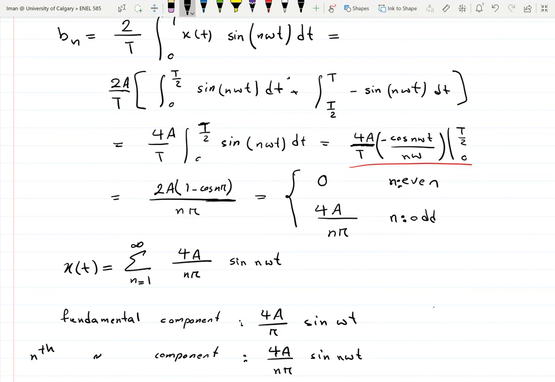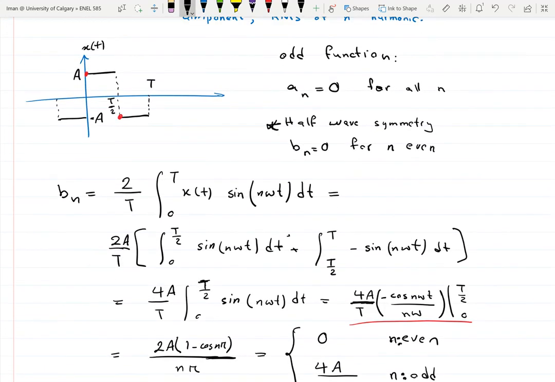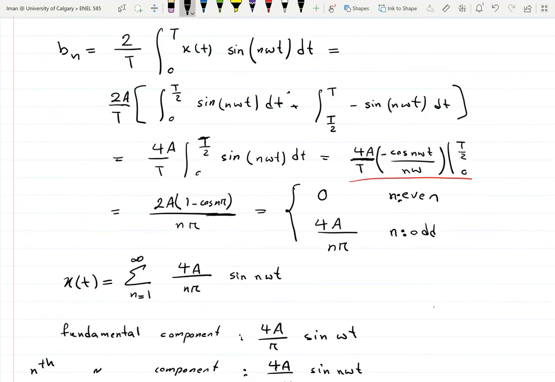So when n is even, cosine of n pi would be 1, and 1 minus 1 would be 0. So for all n even, b of n is 0, and we also said this before, right? From the half-wave symmetry, we said b of n is 0 for all n even. And when n is odd, cosine of n pi is -1, and this would be 2. 2 times 2 is 4, so 4a divided by n pi.